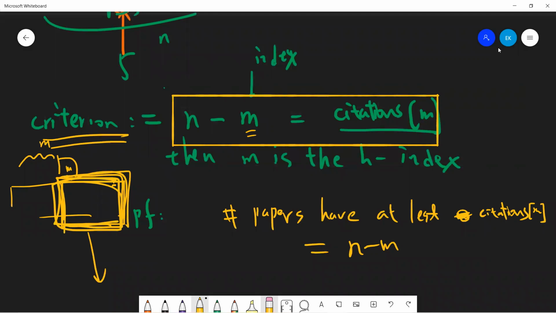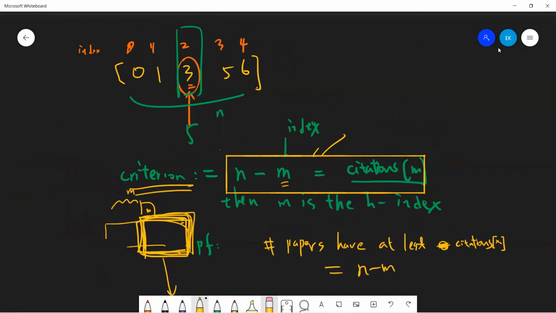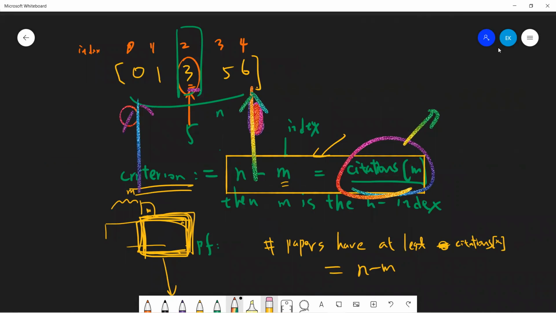So the criterion is that n minus the index equals citations of m, and that m is the H-index. This is the equation, and we just need to find the solution for it. That means we can use binary search, because once the citations are sorted, it is monotone. So I can just use binary search and find the answer exactly.